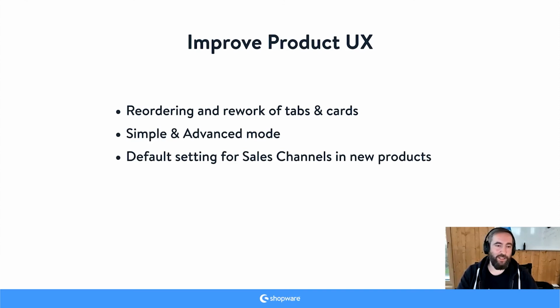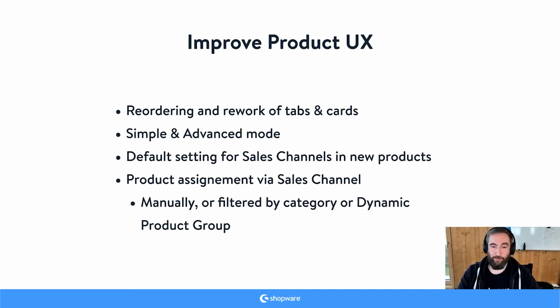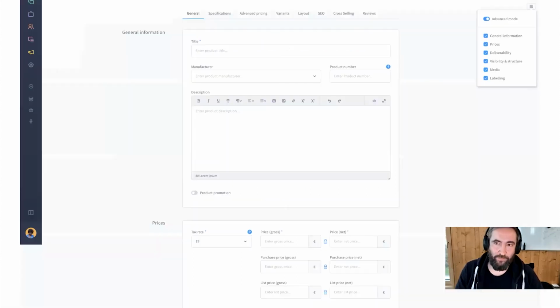And also it will now be possible for sales channels of type storefront to assign products directly in the sales channel. So no more need to assign those sales channels on the product side, but you can now go from the other side, from the sales channel side, and assign manually or filtered by category or by dynamic product group. And I will give you also a little sneak peek on what I just talked about.